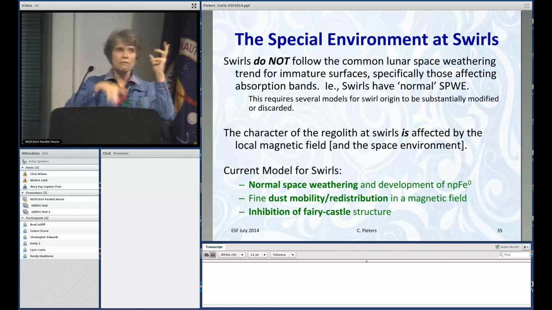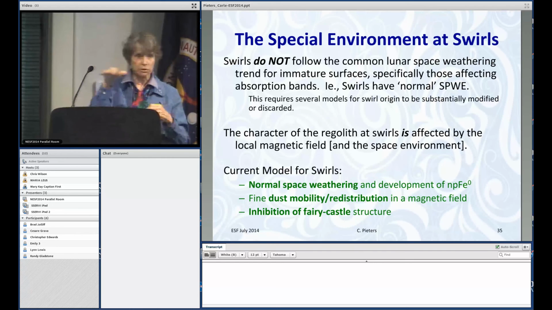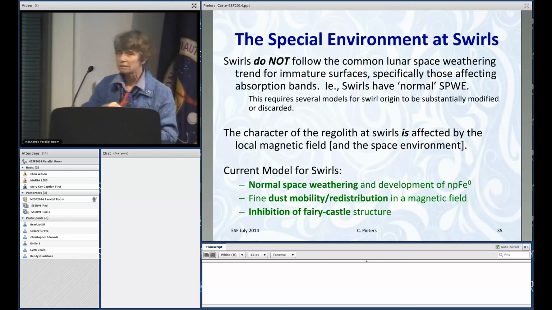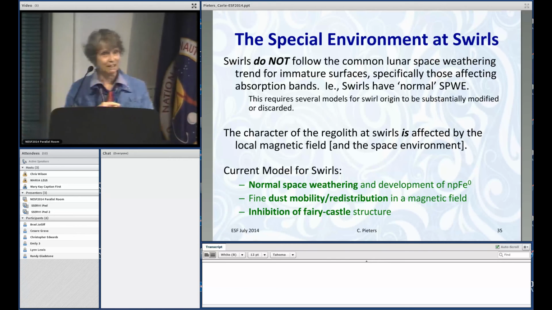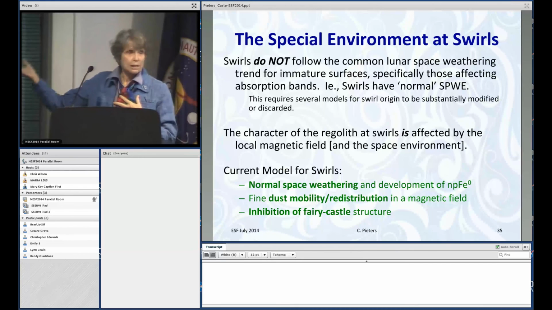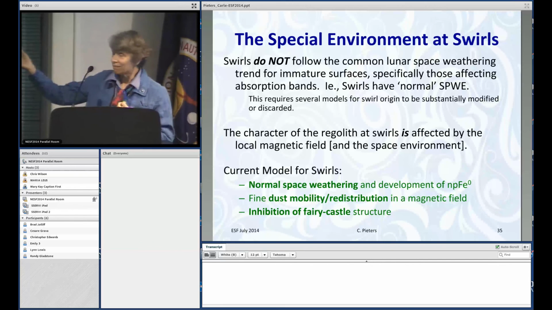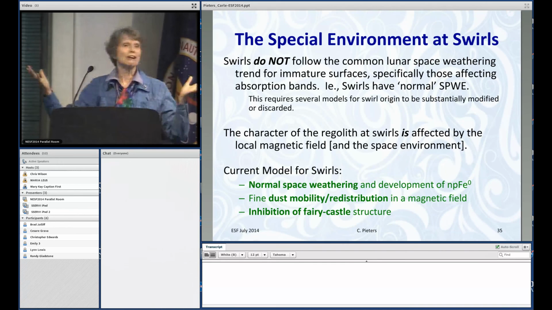However, as you loft a few of these particles, those that are in some locations, namely with the horizontal magnetic field, are mobilized and are deposited where you have vertical magnetic fields. So it's not size sorting, it's magnetic sorting of the basic character of lunar soils. So you have a little bit of dust mobility, you have normal space weathering, probably needs a lack of fairy castle to get the forward scattering properties. But there you have it.